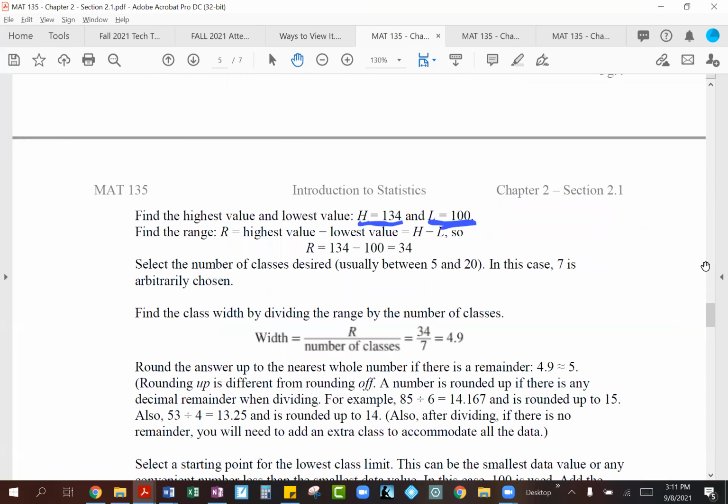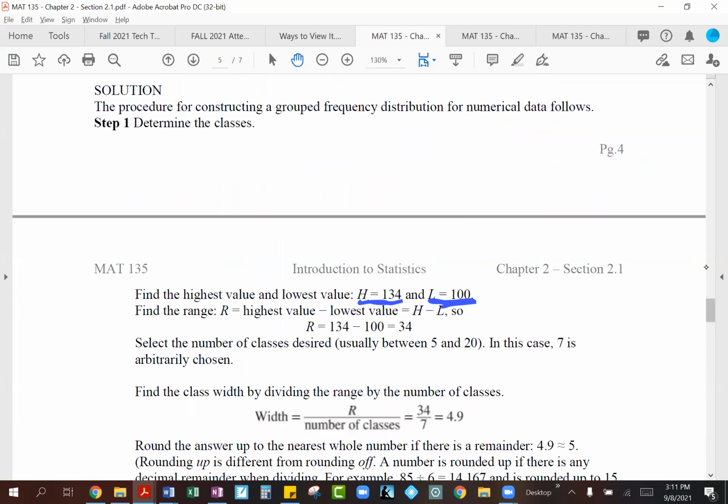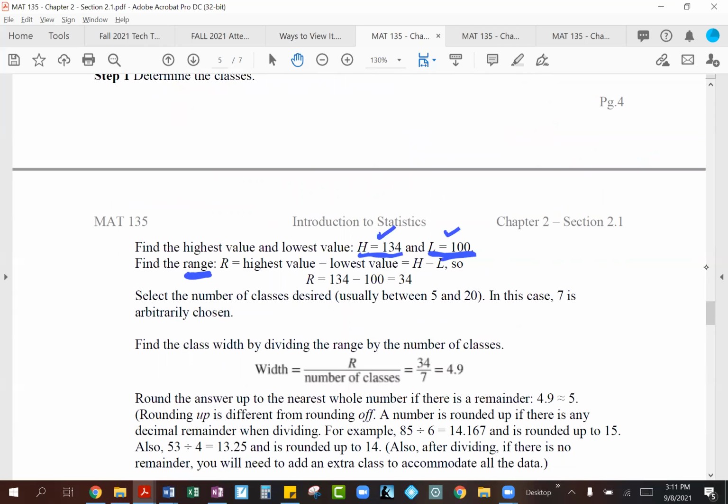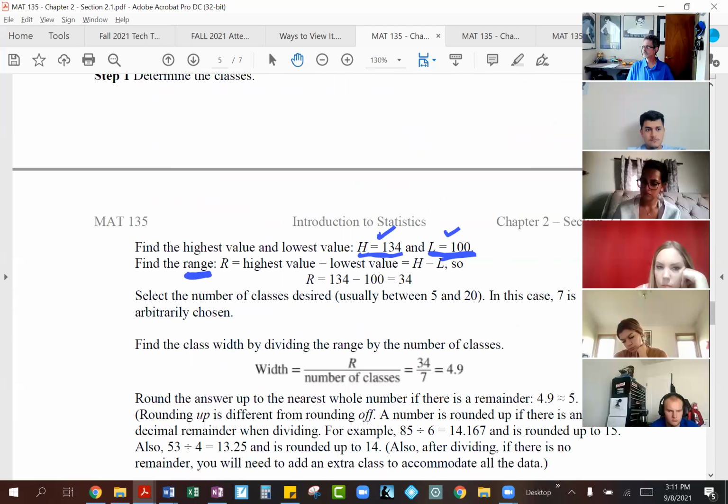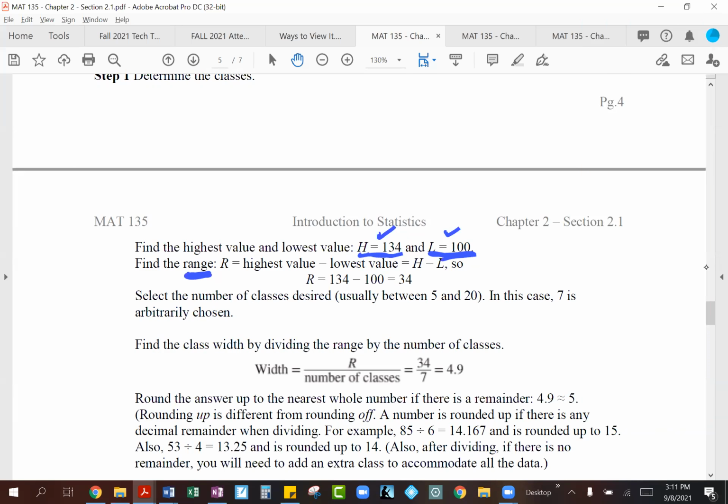So the first thing you do, once you are given a data set, is start by identifying your highest and lowest data values. Then we calculate the range for our data set. And we will actually talk a little bit more about range when we get into chapter 3. But basically the range means how far apart are your data values. So you take the difference between the highest and the lowest data values, and that gives you a basic idea of how spread out your data is. So, of course, if you're going from 100 to 134, that's a spread of 34 numbers, right? So the different values we have are going to be spread out from each other, from 100 to 134. So that gives us a range of 34.